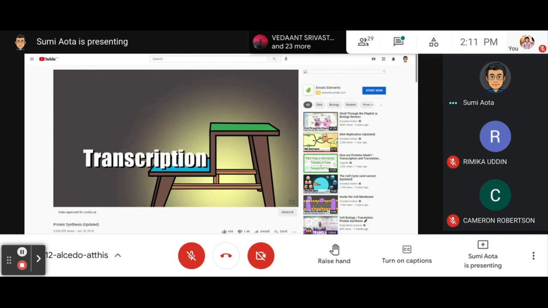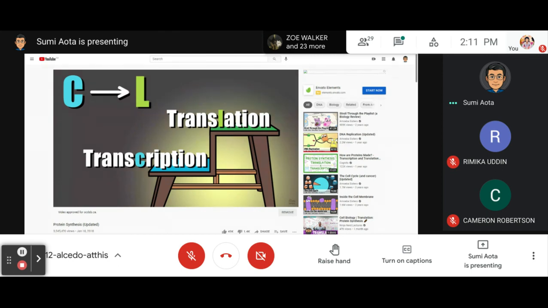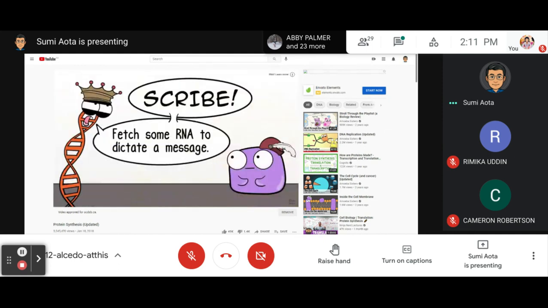One is transcription and the other is translation. Transcription has a C in it, and translation has an L in it. I remember that C comes before L in the alphabet, which helps me remember that transcription comes first. I like a lot of alphabet mnemonics. Now, transcription is when we're going to transcribe the DNA into a message.